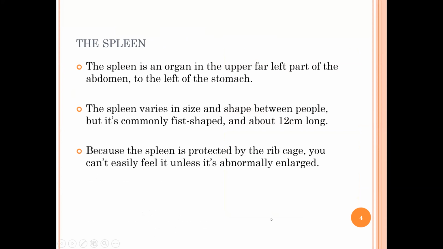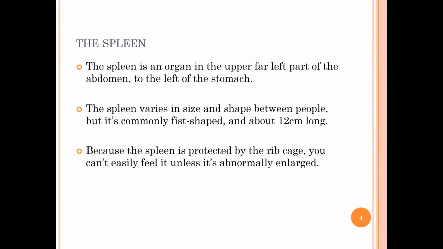Okay, so the spleen is an organ in the upper far left part of the abdomen, to the left of the stomach. If you divided your abdomen, between your chest and your pelvis, into 4, the spleen is in the upper left part of it. It varies in size and shape between people, but it's commonly about 12 centimeters long.